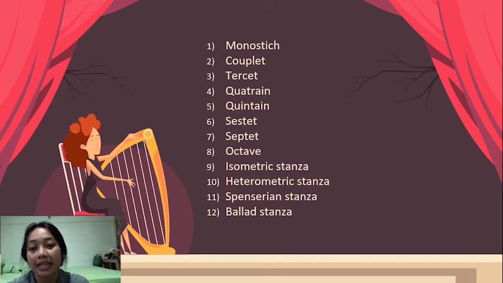And then ballad stanza. This is the last one. It's often used in folk songs. A ballad stanza is a rhyming quatrain with four emphasis beats or eight syllables in the first and third lines, and three emphasis beats, six syllables in the second and fourth lines.